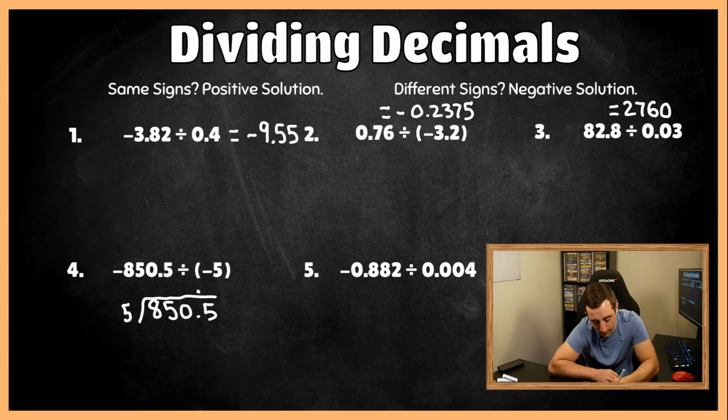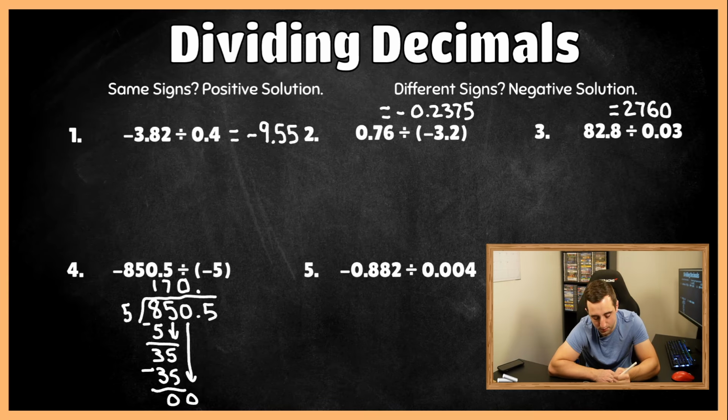How many times does 5 go into 8? Once, so we subtract, we get a remainder of 3. 5 doesn't fit into 3, so bring down the 5. 5 goes into 35 7 times perfectly, so we subtract here, we get a remainder of 0. 5 doesn't go into 0, so bring down the 0. 5 still doesn't go into 0, so that's when we tack on a 0 up top.